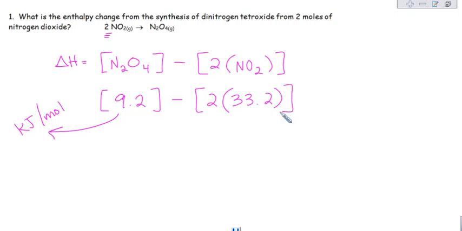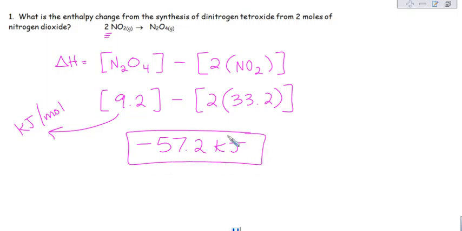Plug and chug, right? Put this in your calculator. 9.2 minus 66.4, negative 57.2 kilojoules. Done. That's it. That's not bad, huh? Now, you don't have to set it up with the formulas in there. I like to do that because then I know I have everything in the right spot before I go to the chart and start looking up the numerical values to substitute in. Common mistakes: people go reactants minus products, or they forget the coefficient in the balanced equation. We've got to multiply.